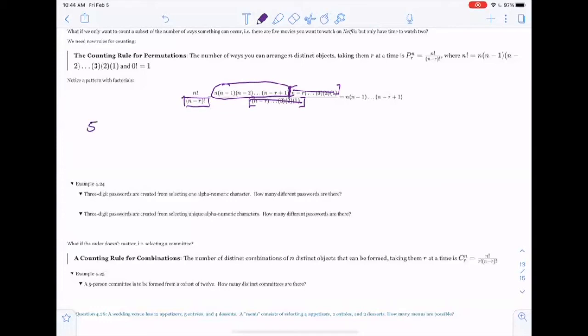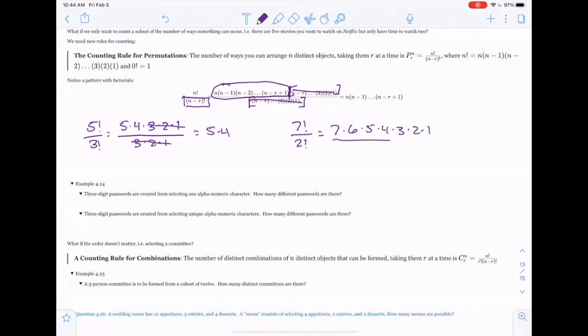For example, if we looked at 5 factorial over 3 factorial and wrote this all out, this would be 5 times 4 times 3 times 2 times 1 divided by 3 times 2 times 1. What we should notice is that the 3 times 2 times 1 cancels, and we're just left with 5 times 4. If we had 7 factorial over 2 factorial, we would get 7 times 6 times 5 times 4 times 3 times 2 times 1 divided by 2 times 1, and those would cancel, and we just get the product of 7 times 6 times 5 times 4 times 3. So we can use that shortcut when we're computing these factorials. For example, if I had 6 factorial over 4 factorial, I can say right away that I see the pattern, and this is just going to be 6 times 5, which is 30.